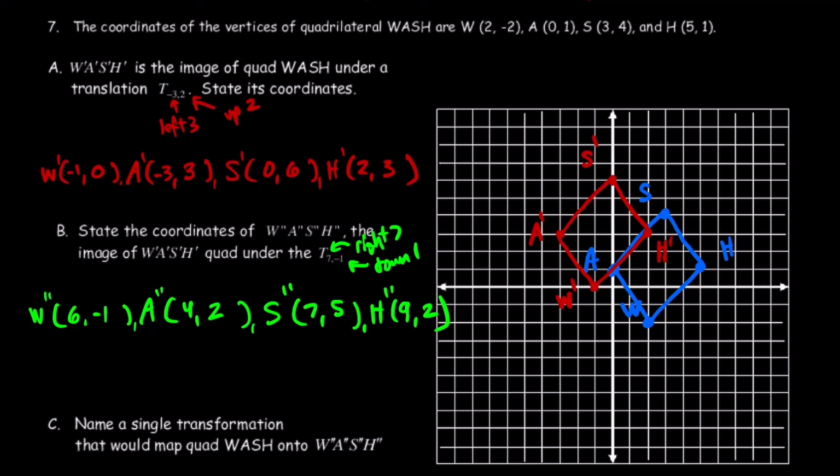So W double prime is 6, -1. 1, 2, 3, 4, 5, 6, -1. There's W double prime. A double prime is 4, 2. 1, 2, 3, 4, up 2. There's A double prime. S double prime is 7, 5. So 5, 6, 7, 1, 2, 3, 4, 5. There's S double prime. And H double prime is 9, 2. So 1, 2, 3, 4, 5, 6, 7, 8, 9, 2.